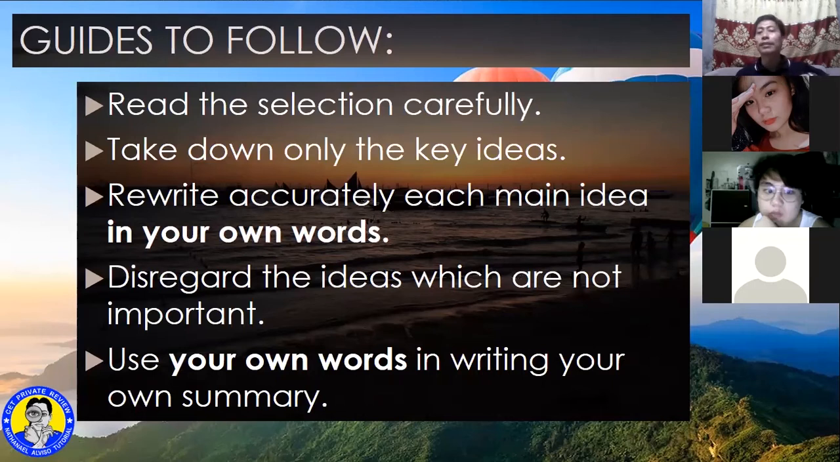Again, guides to follow: read the selection carefully, take down only the key ideas, rewrite accurately each main idea in your own words. This is where paraphrasing comes in. And then disregard the ideas which are not important. Okay? If they are just additional details, remove them, okay? Use your own words when writing your own summary. Again, the skill of paraphrasing.